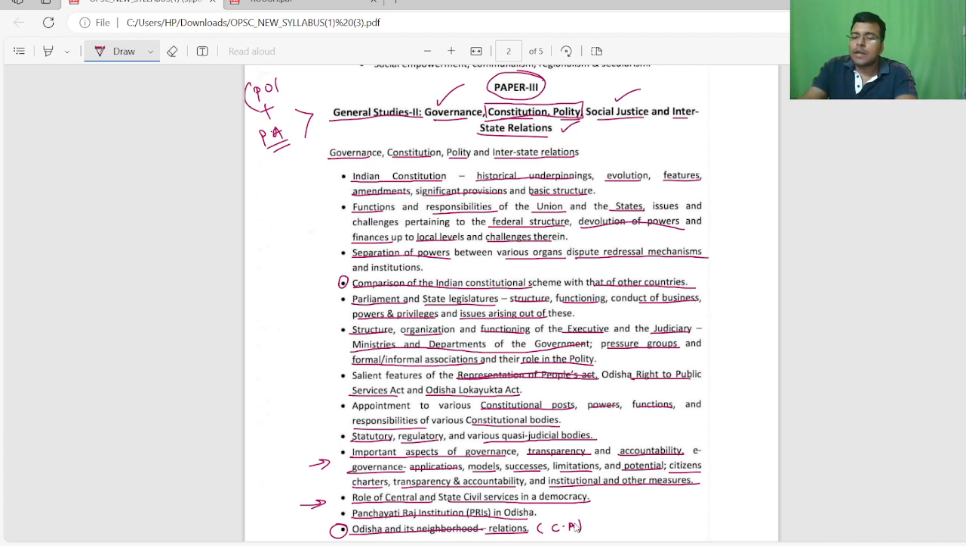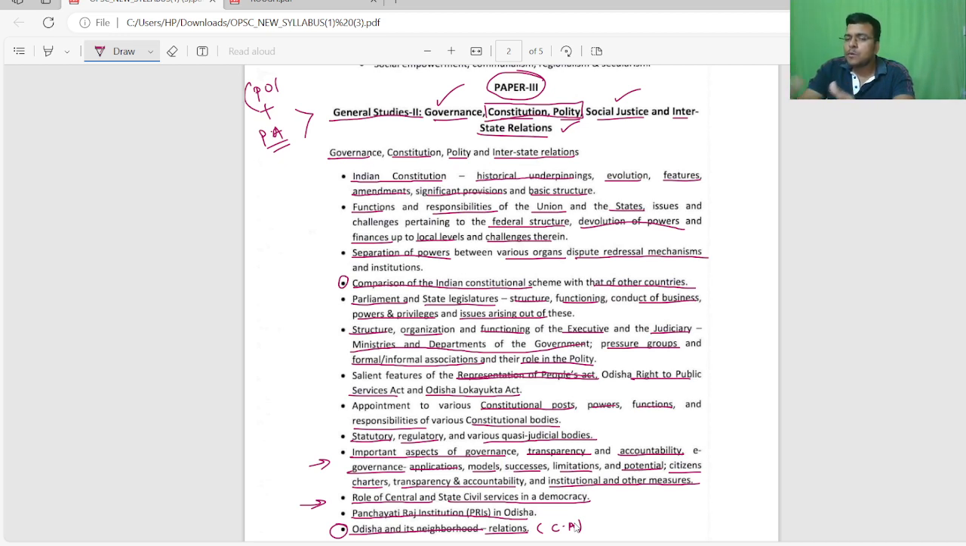Odisha's relation with neighboring states, West Bengal, Chhattisgarh, Jharkhand, Andhra Pradesh, and relationship on many dimensions, not only a particular dimension. Nowadays, you think of Odisha and its neighboring relation with Chhattisgarh as a water dispute. No, this is not only a water dispute, but also a land dispute and the recent Naxal problem. That is also because the Naxals are staying in the bordering areas, Odisha-Chhattisgarh, Odisha-Andhra Pradesh. That is also a major issue.